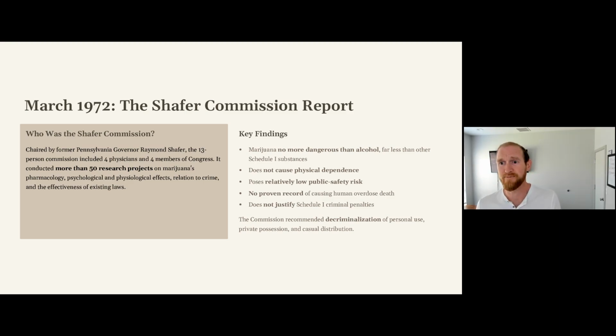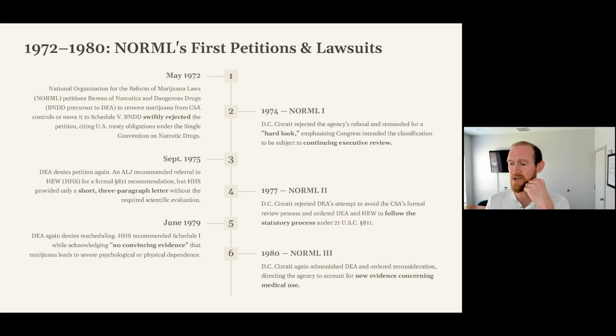So the National Organization for Reform of Marijuana Laws, NORML, on May 18th, 1972, petitioned the Bureau of Narcotics and Dangerous Drugs, BNDD. BNDD is the precursor of the Drug Enforcement Administration, the DEA. So instead of saying BNDD, I might say DEA so that you guys know who we're talking about here. So NORML sued them, and, well, it might not be a suit, it was a petition to reschedule, per the brief, to remove marijuana from the Controlled Substances Act and to move it to Schedule 5, based on the Schaefer Commission, right?